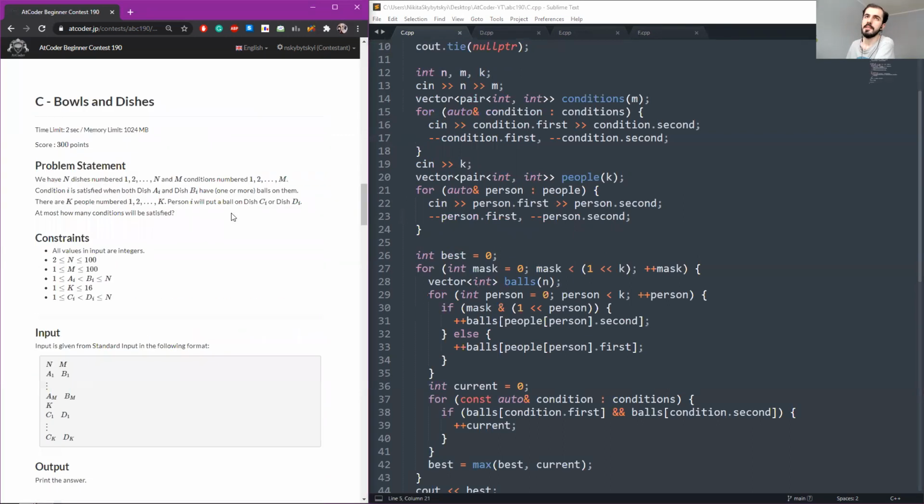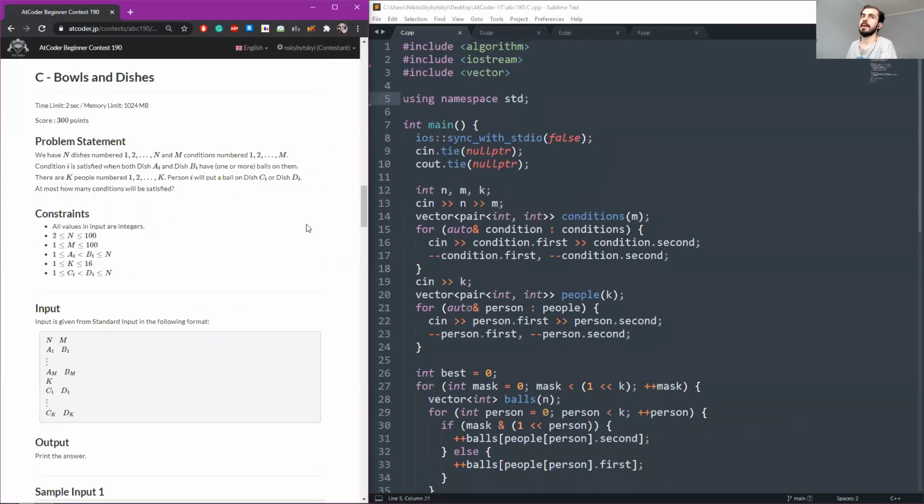If we don't find any spell, then we just output no. For problem C, balls and dishes, we had several dishes and several conditions. Conditions were like both dishes get one or more balls in them. There were several people. Each person can put a ball either on one dish or on another. We want to count how many conditions will be satisfied.